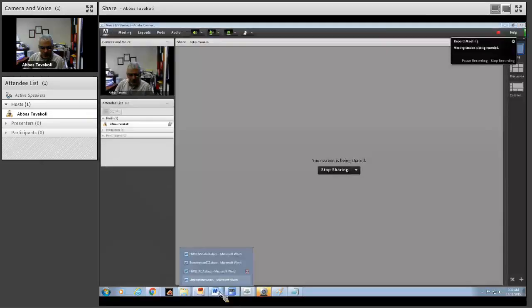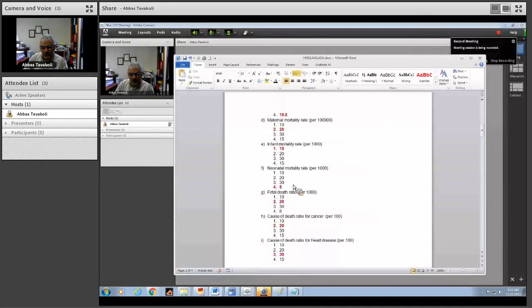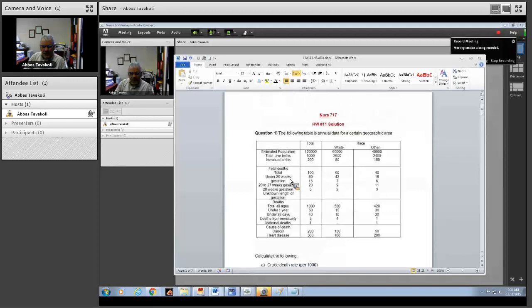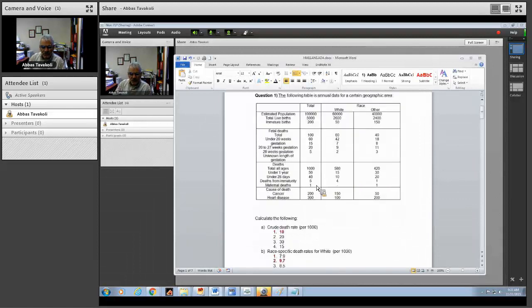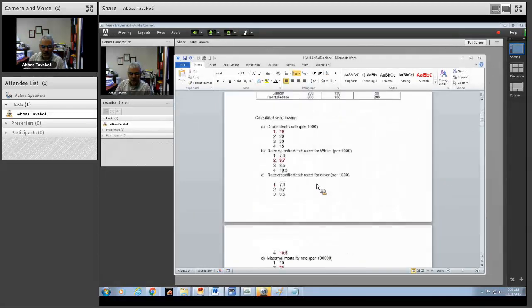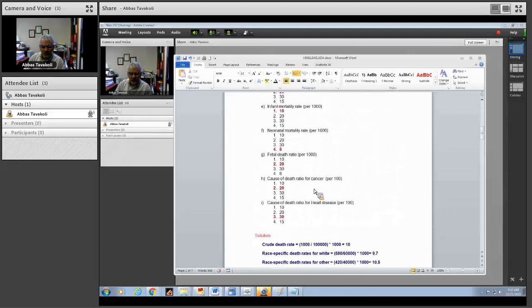Let me go over the solution for assignment 11. Here we have this assignment. You were going to calculate some rates and some screening tests, sensitivity, specificity, and so forth. The first problem, what I asked you to do, calculate some of the rates. Using the information from the table, you have to find the information and use the right formula to calculate. So let's look at some of these problems we had.